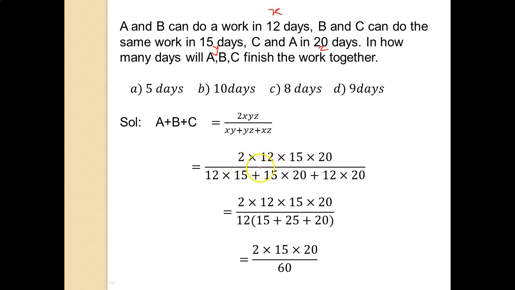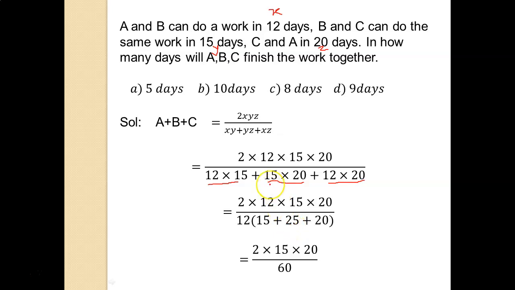2 times xyz, that is 2 times 12 into 15 into 20, upon xy, that is 12 into 15, plus yz, that is 15 into 20, plus xz, that is 12 into 20. Now simplify this calculation easily. Take 12 common from the denominator, then the remaining terms are 15 plus 25 plus 20. Take 12 common from the first term, then 15 is remaining. Now observe that 12 is not present, so how does 25 come?